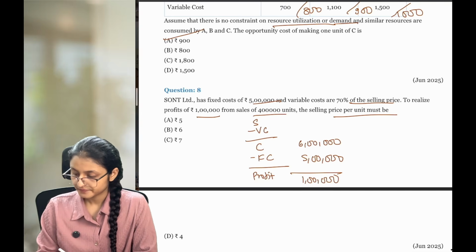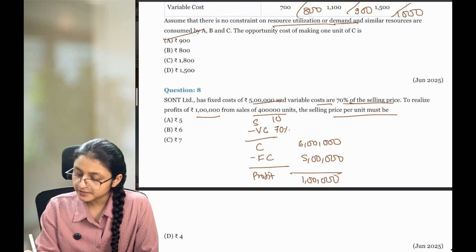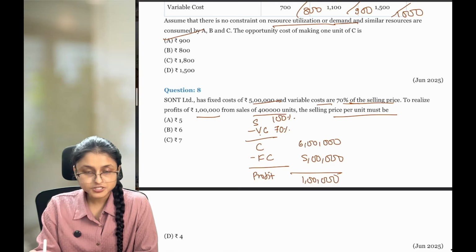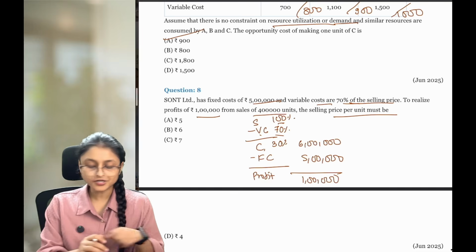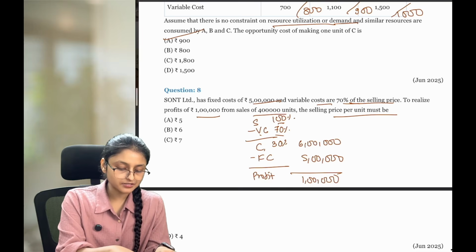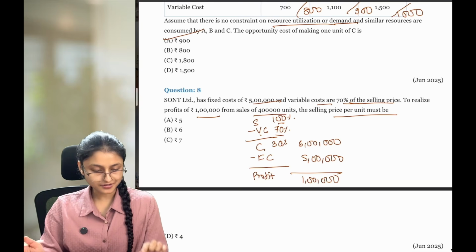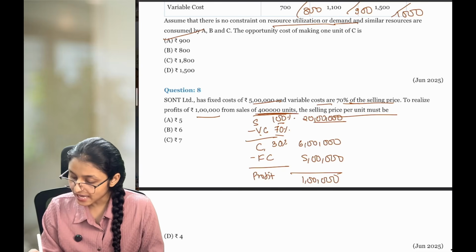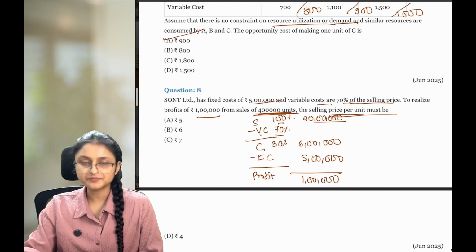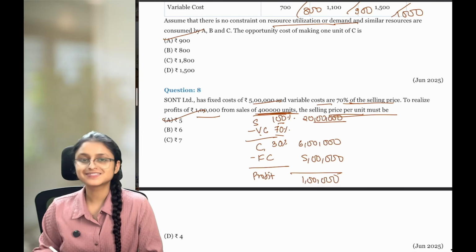Now the question says variable cost is 70% of selling price. Let me tell you, this selling price is divided into two parts. First is variable cost and second part is contribution. So if out of 100, 70% is variable cost, 30% is contribution. I already know that 6 lakh is 30%. Then what will be the value for 100%? 6 lakh divided by 30 into 100. That is equal to 20 lakhs. Now this is the sales for 4 lakh units together. I want to know the selling price on per unit basis. So 20 lakh divided by 4, that is equal to 5 rupees per unit is the selling price here.